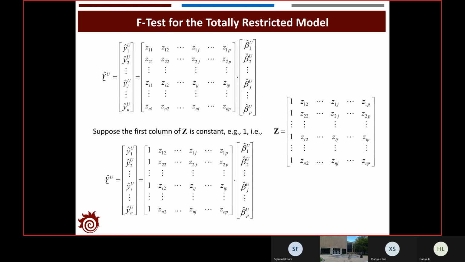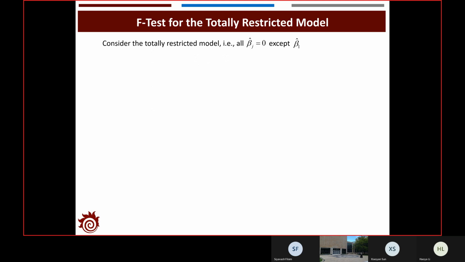So this is the unrestricted model. We have all the values, all the estimated trip rates, and we got the calibrated parameters. And for the restricted model, we only have beta 1 as the value. For all the other betas, it's set at 0. So this is a totally restricted model.